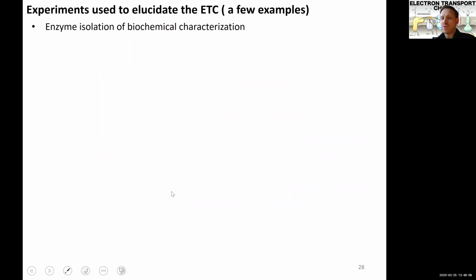So let's start with some of the experimental approaches that people have used. There are many more, but in the interest of time and our scope here, we'll only focus on a few. One really common one that is still being used, not just for the ETC but for many other biochemical work, is that you can isolate the enzymes that are important here and use them for biochemical characterization to understand the function of these enzymes. That's an in vitro technique.